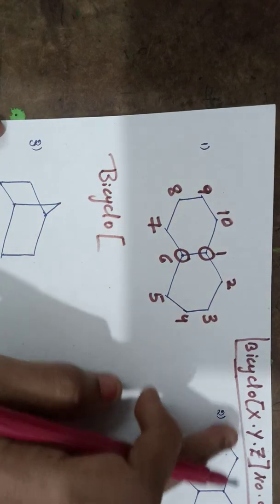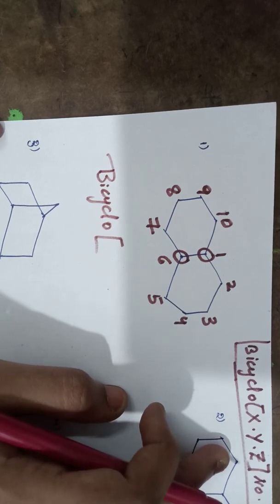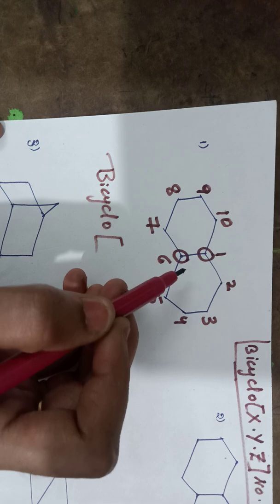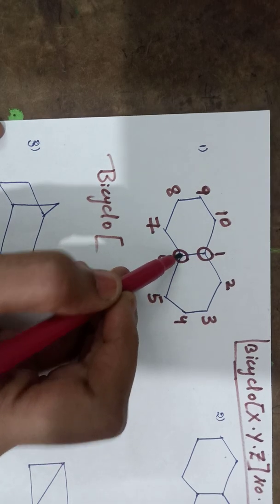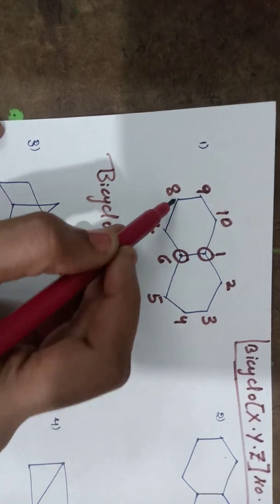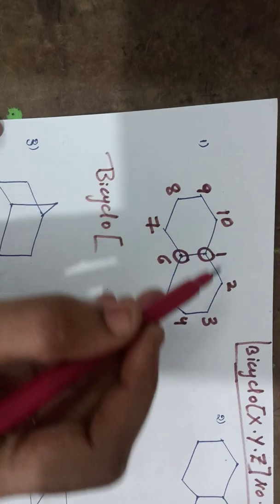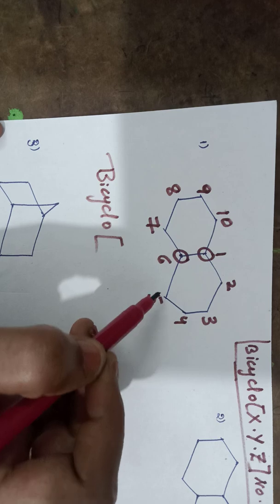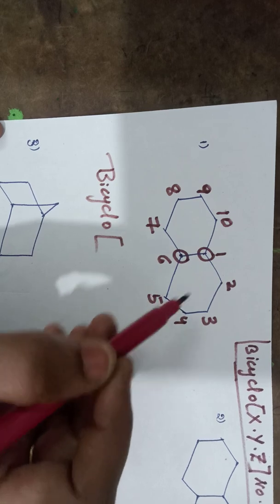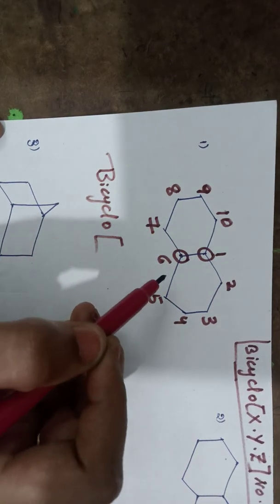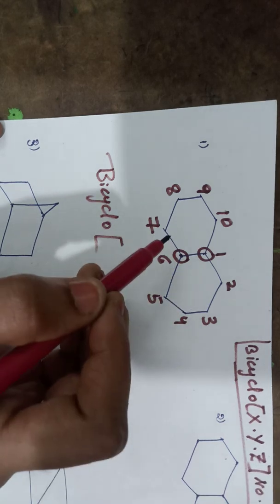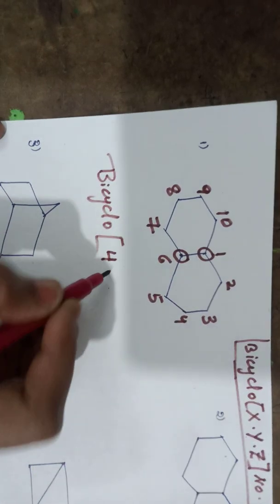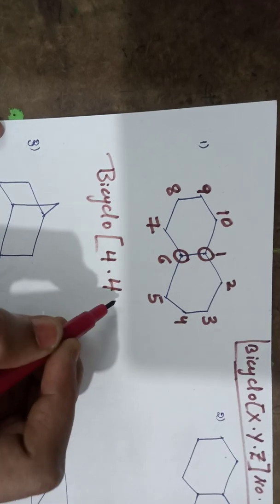What is meant by XYZ? XYZ means other than the bridgehead carbons. Here, as the two rings are of same size, other than these two carbons, here it contains 1, 2, 3, 4 carbons. Other than these two carbons, this ring also contains 4 carbons. So there is no difference. If it contains 4 and 3, then preference has to be given for more number of carbon atoms. As these are of the same size ring, that's why 4.4.